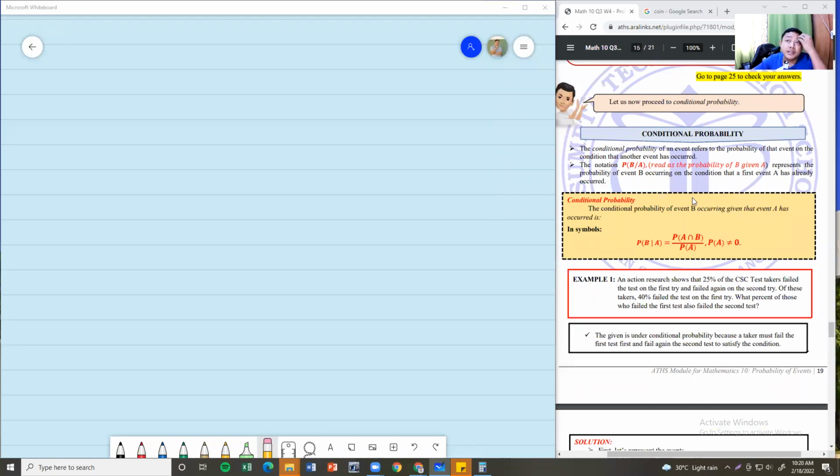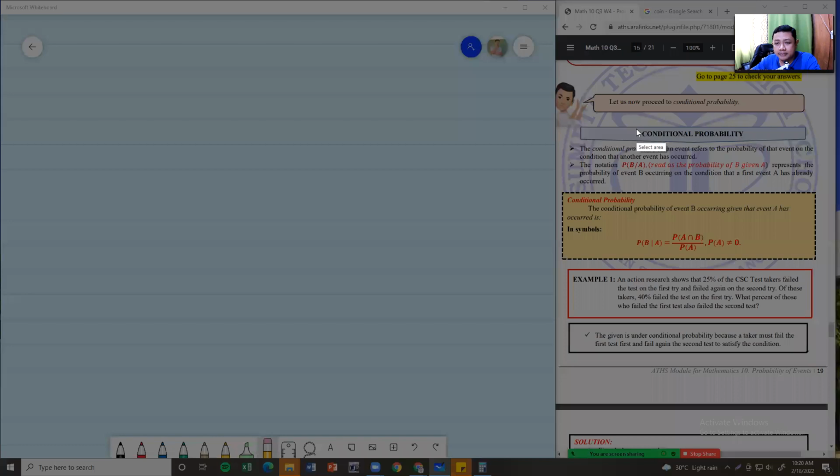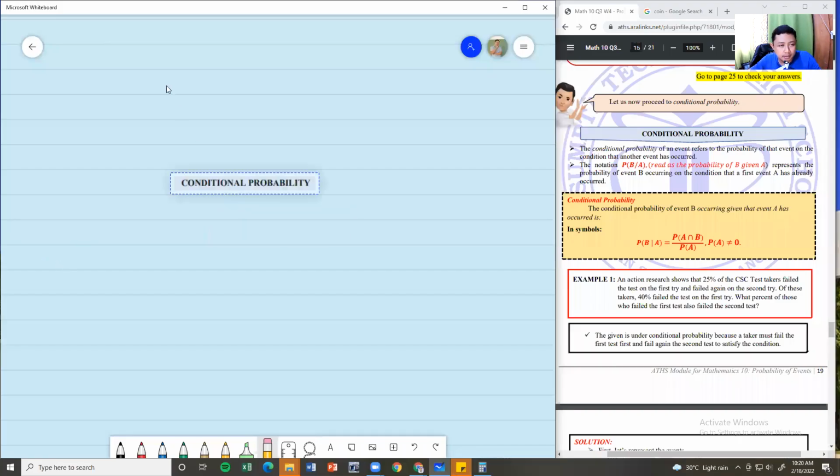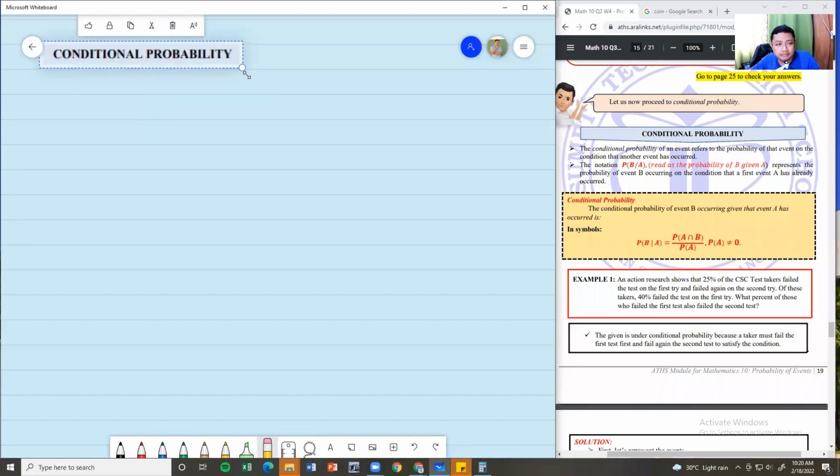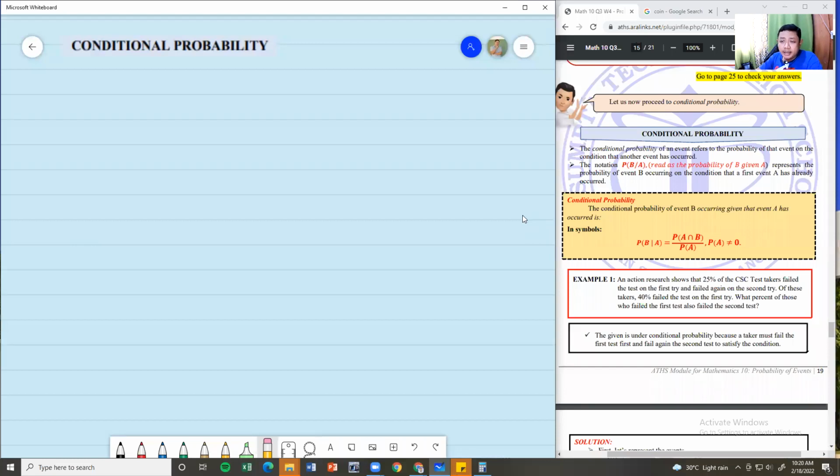Okay. When we say conditional probability, this happens when a condition should be met. Kaya nga conditional probability eh. How is that? So for the conditional probability, this happens when conditional probability of an event refers to the probability of that event on the condition that another event has occurred.